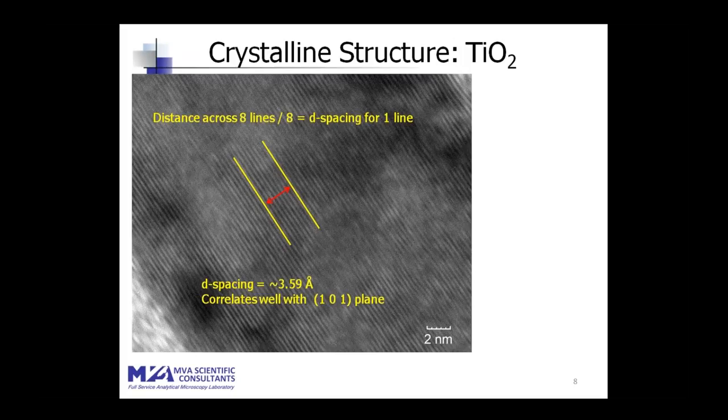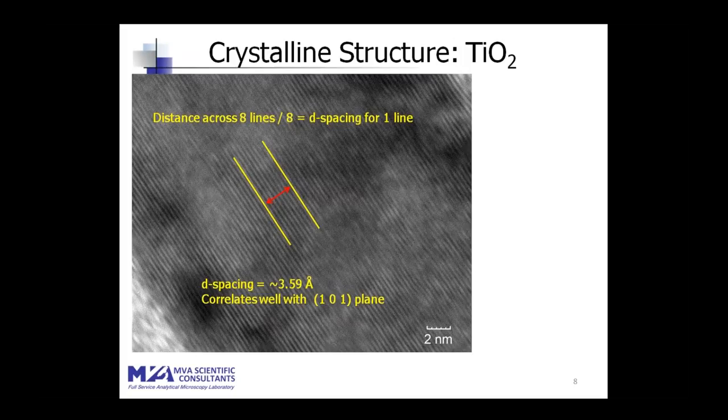What I've done here is just shown that the dark lines are the lines that represent where the atoms actually are, and the white lines represent where the beam is actually passing through the sample. So I have yellow lines over the black lines to show how I measured across these black lines to get a d-spacing, or the spacing between these columns of atoms in the crystal.